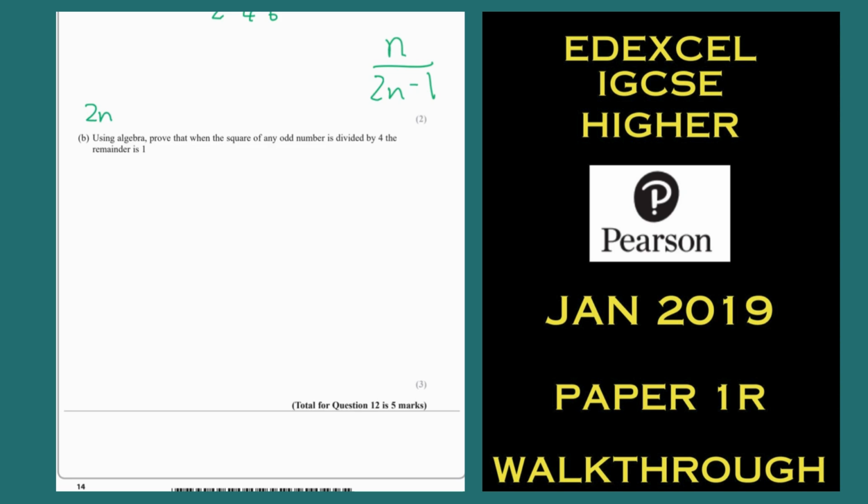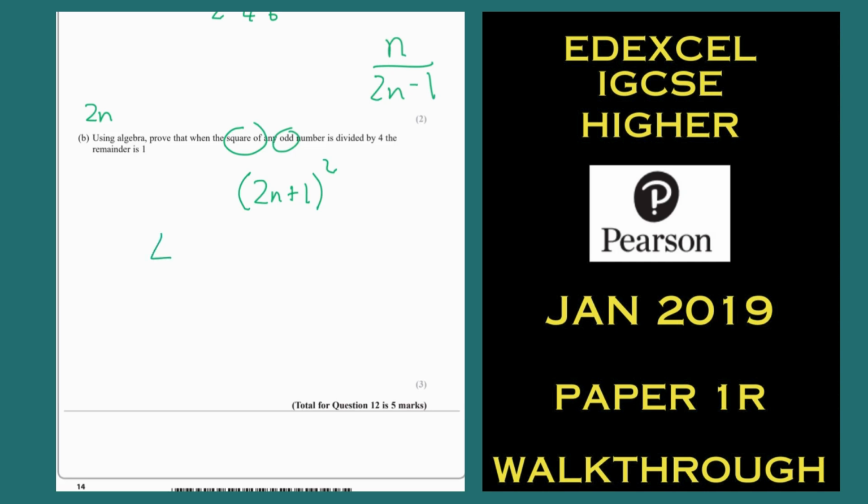No matter what n is, as long as n's an integer, obviously, 2n is even. So an odd number is 2n plus 1. And obviously it could be 2n minus 1, could be 2n plus 19. Who cares? They're all going to have the same kind of result. So when we square it, that's really the crux of this question. They want you to expand those brackets.